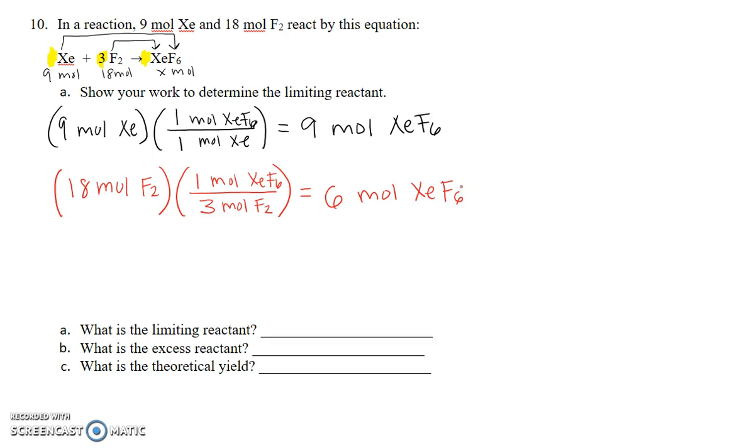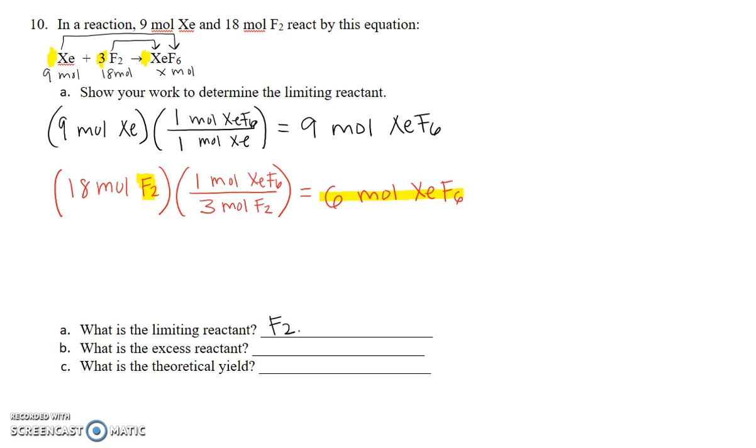And so what this means is if I use all of my Xe, or my xenon, I make 9 moles of product. If I use all of my F2, or fluorine, I make 6 moles of product. The limiting reactant is the reactant that produces the least amount of product. The least amount of product in this case is 6 moles, which is produced by the reactant F2. So on the bottom, what is the limiting reactant? F2 is the limiting reactant.